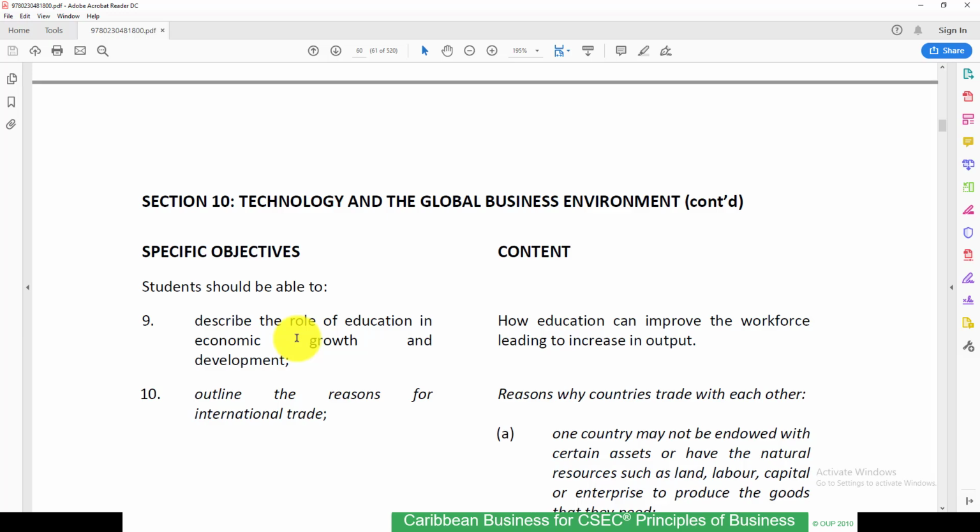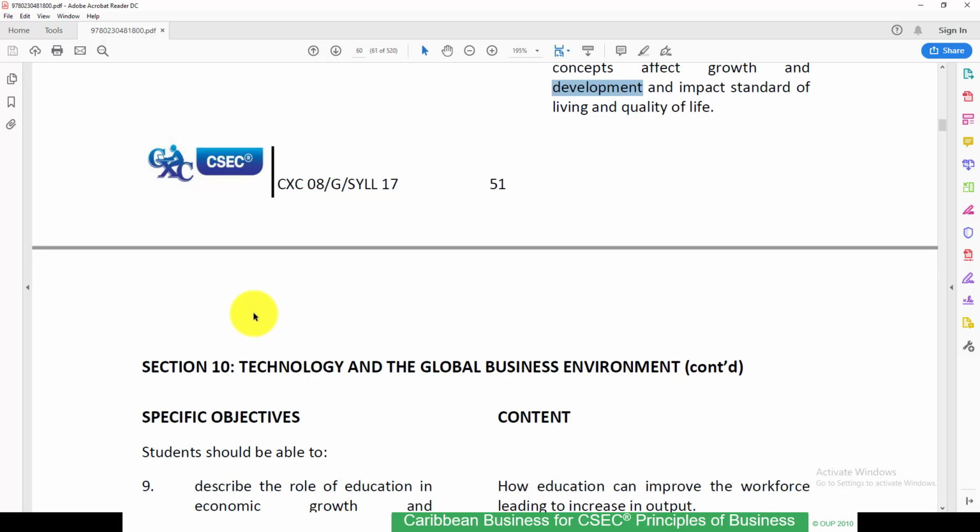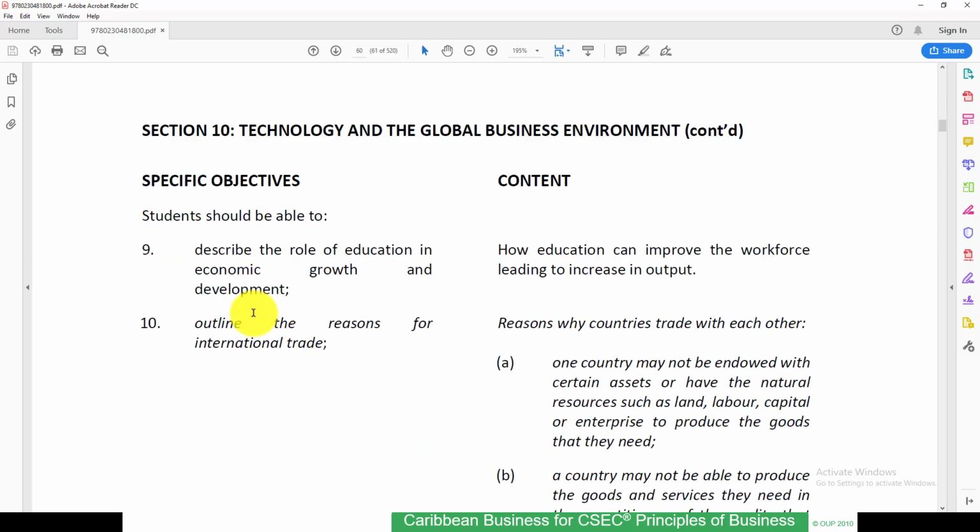Okay, university grads tend to earn more money than high school grads and dropouts. So that's how education can lead to economic growth and development, because an improved workforce can help to increase output in a number of ways through efficiency, productivity, know-how, knowledge, that kind of thing. So that is how they lead to growth and development. Okay, so we just knocked off basically objectives 8 and 9 from section 10 in the syllabus.